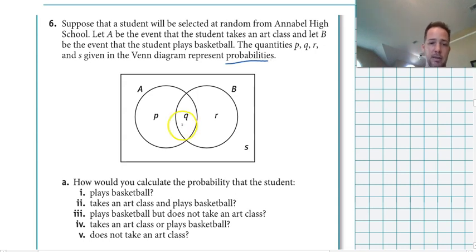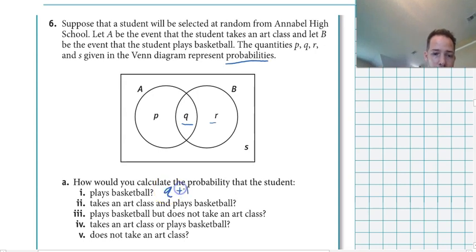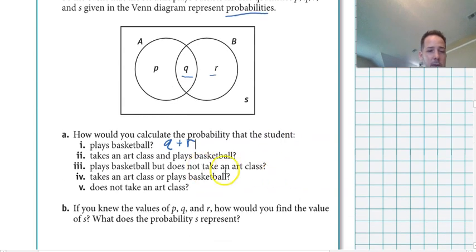We could just add these two probabilities up, Q plus R. And since they're probabilities, we don't have to divide out of the total, because the total probability would just be 1 in this case. We don't have to find the total number of students to do this. They're already probabilities, right?